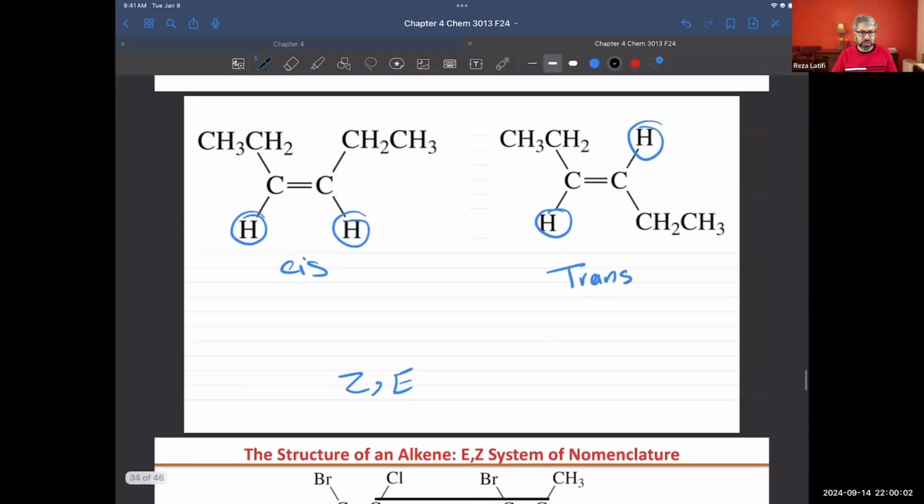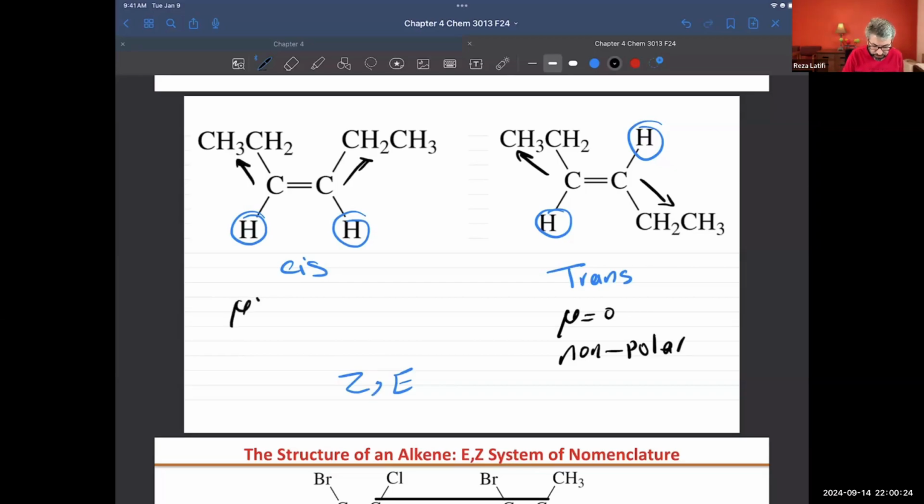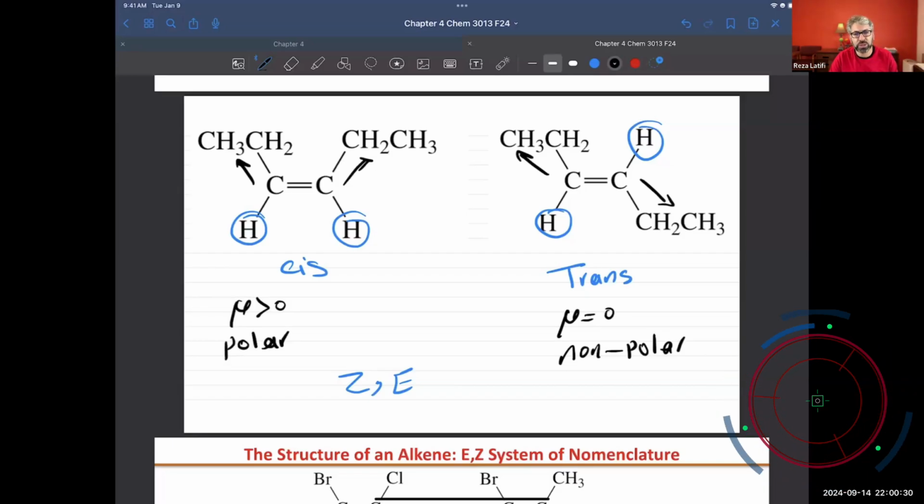when we were talking about the E and Z isomers, cis and trans isomers, in the trans isomer these two substituents will cancel each other, so mu will be 0. This one will be non-polar. Here, this force is not going to be canceled by that force, and this will have mu bigger than 0, so it will be polar. Okay, and I'm going to stop the lecture here.